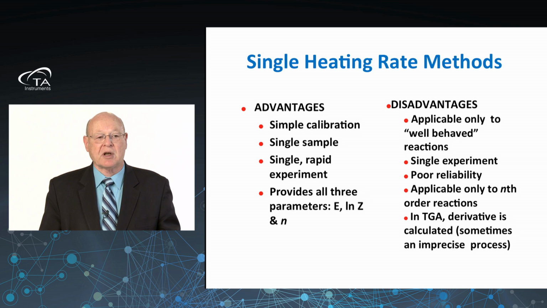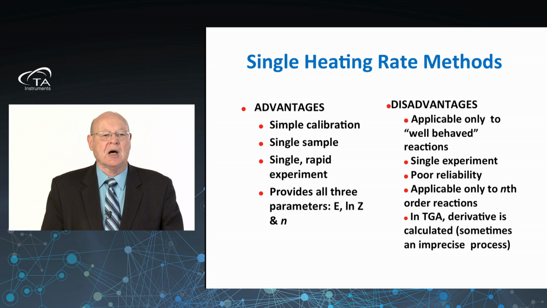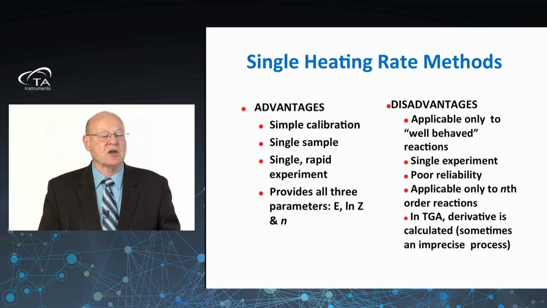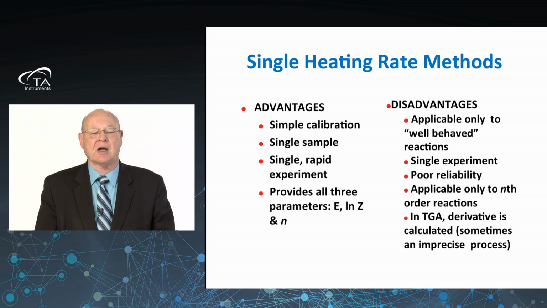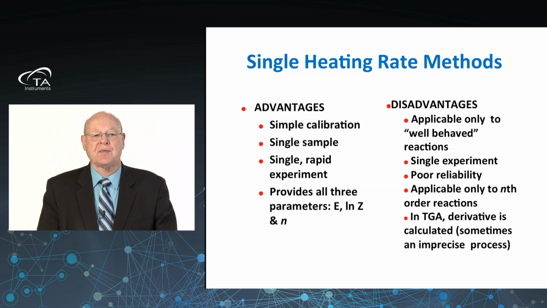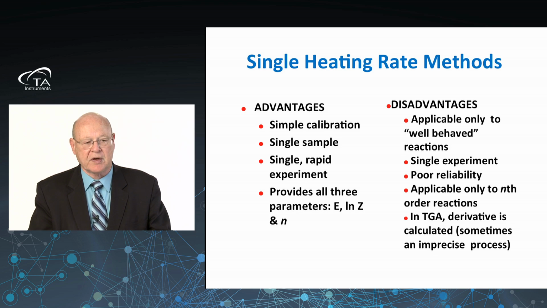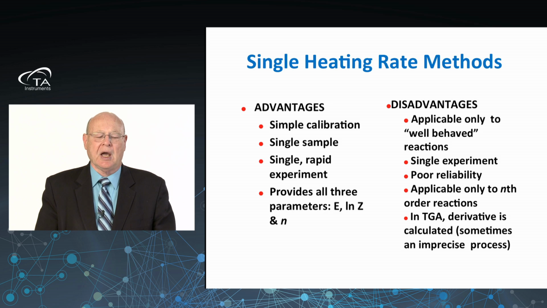Now, the fact that we can run a single experiment is also a disadvantage in that kinetic determinations are often fraught with experimental uncertainty, and we gain a certain advantage by having replicate determinations. The method is thought to have poor reliability, and it's only applicable to nth order reactions, not to autocatalytic reactions. And finally, in thermal gravimetry, we're taking a derivative signal to make our determination, and depending upon the filtering in your thermal gravimetric analyzer, this may not be the most accurate process.